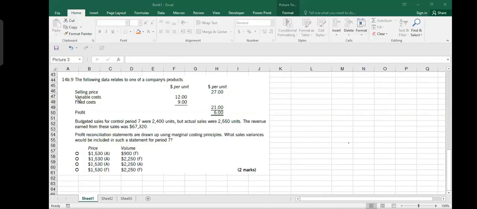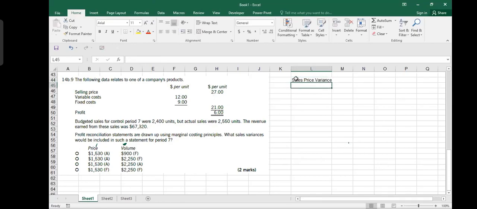Then comes 14B9, sales price variance, sales volume variance. And you should remember volume variance means sales volume profit margin variance or contribution margin variance. It should be an easy question. We'll do it very quickly. First we do sales price variance.